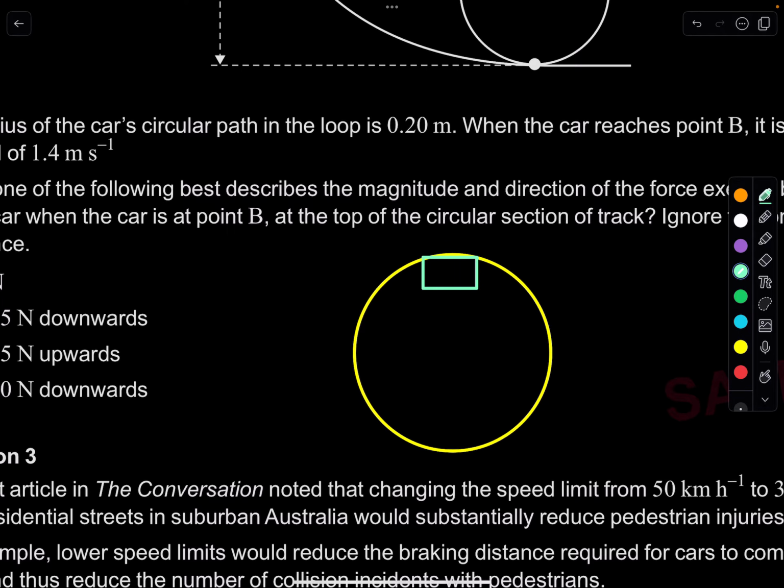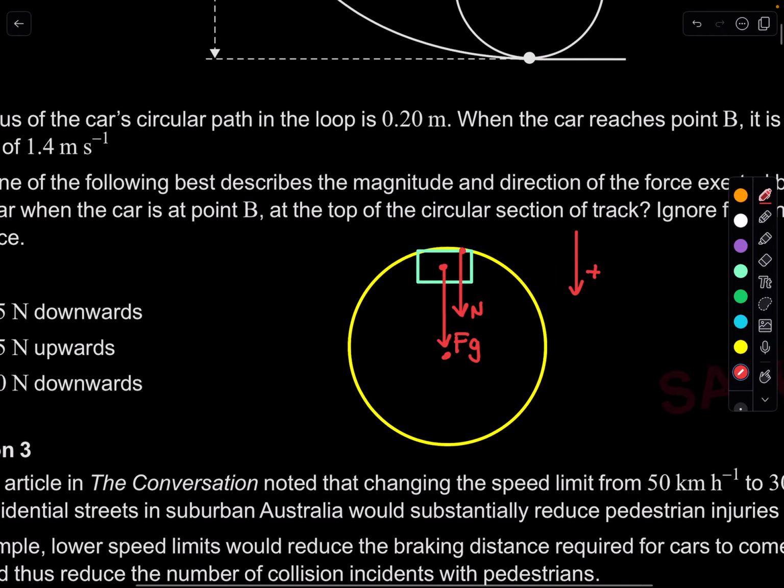So what are the forces acting on it? Well, of course, there's going to be a force of gravity towards the center of the circle. We're also going to have a normal reaction force that the track pushes on the car. And where is our net force? Our net force is going to be towards the center of the circle. So I'm going to take down as positive because that's where our net force is.